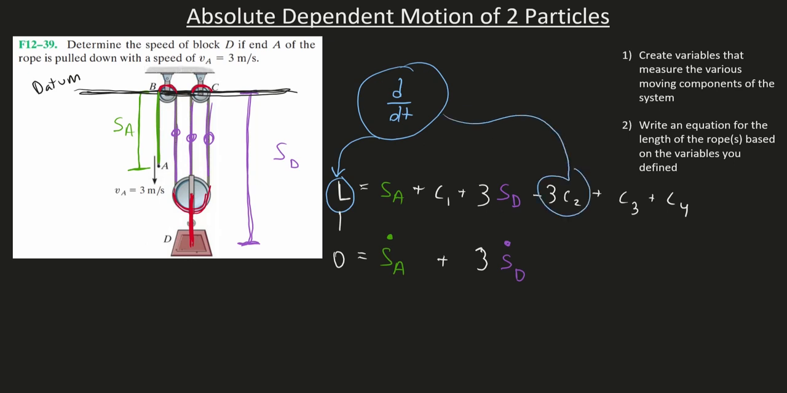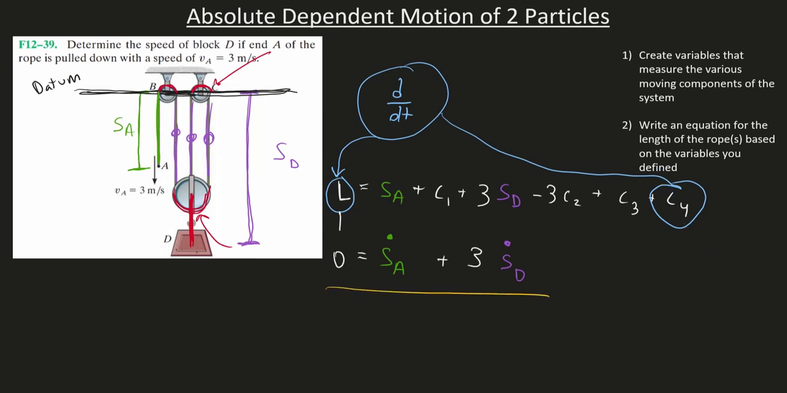Derivative of this whole thing is a constant. It'll be 0. Derivative of this is a constant. It'll be 0. And of C4, again, it's another one of our, I can't remember which one it was, but it was another one of our red rope constants. Therefore, its derivative is going to be 0. So, this is it. This is the relationship, the dependency of the speed of A on the speed of D.